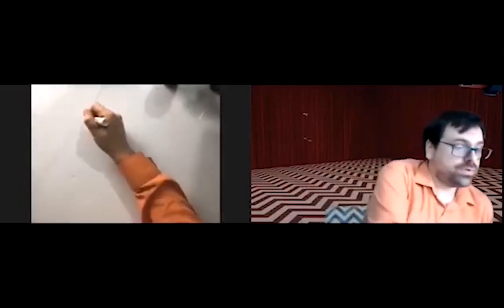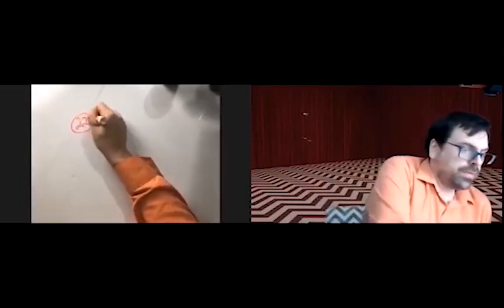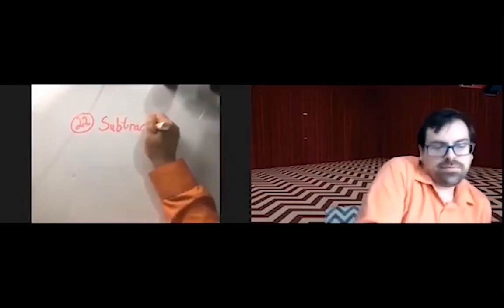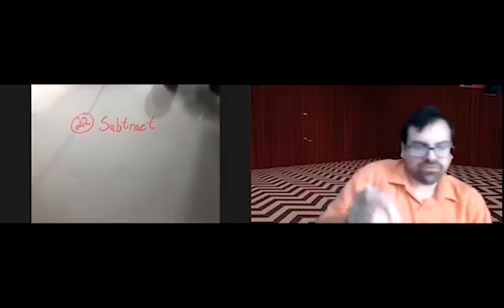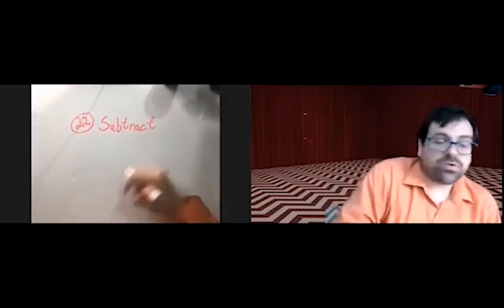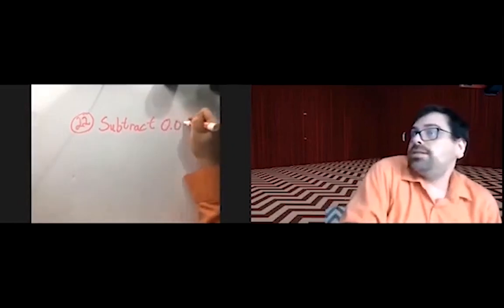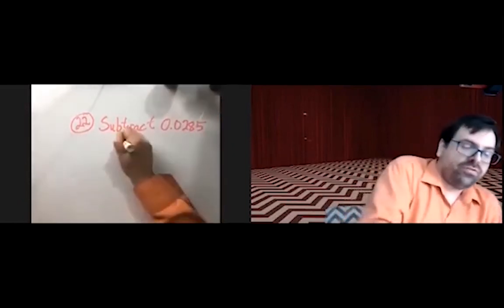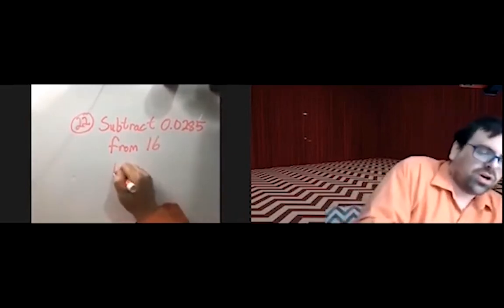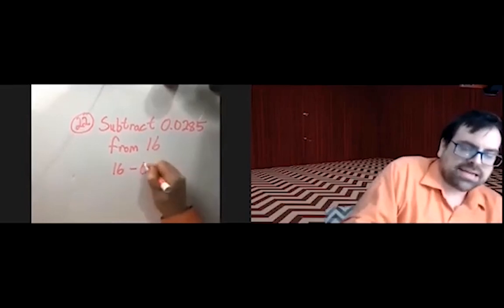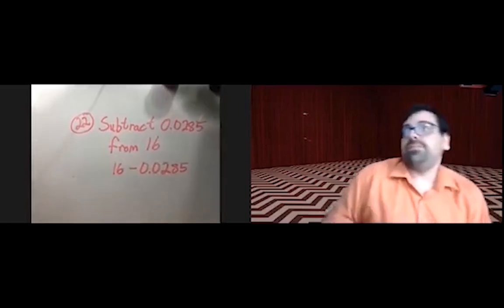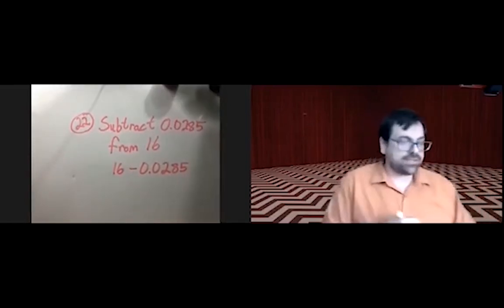Number 22. Our old friend, subtract blank from blank. Hello, subtract blank from blank, my old friend. We're going to subtract 0.0285 from 16. That means we're starting with 16 and we are subtracting from that 0.0285. How do we do this?